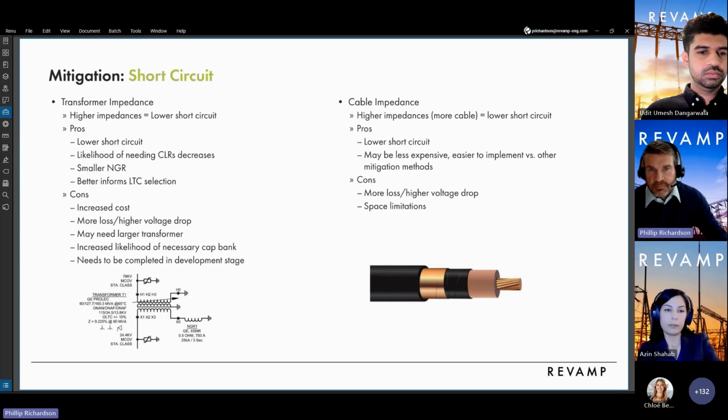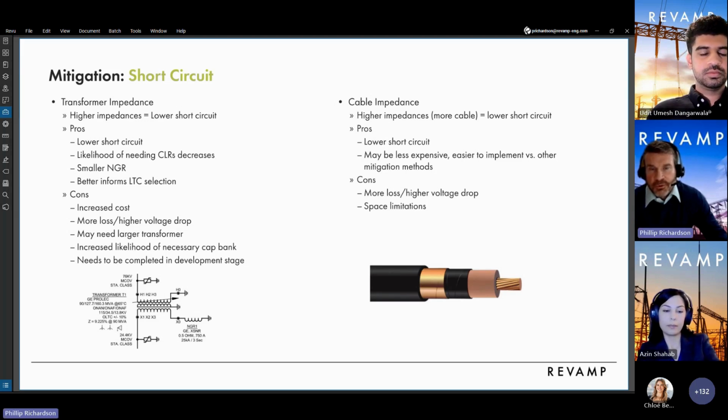Cons, well, it's going to cost more. You have more impedance, so you're going to have more loss and higher voltage drop. The transformer may more likely need to be larger. You increase the likelihood of needing a cap bank. And I guess one of the most important things is this has got to be decided early on due to lead times. So, usually before the engineer of record, the design firm, has been brought on, that decision has to be made.